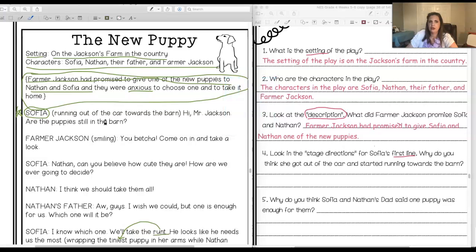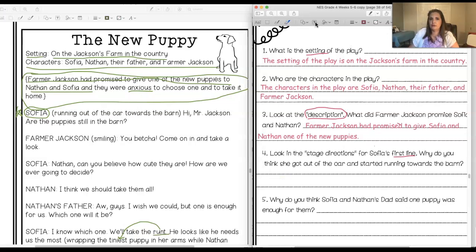Okay, I see here it says running out of the car toward the barn. And up here in the description, it said they were anxious to choose one and take it home. And what I told you, this kind of anxious in this particular sentence means they were eager or maybe even excited to pick one out and take it home. So I could infer that she is running out of the car towards the barn because she's excited to get to pick out a puppy.